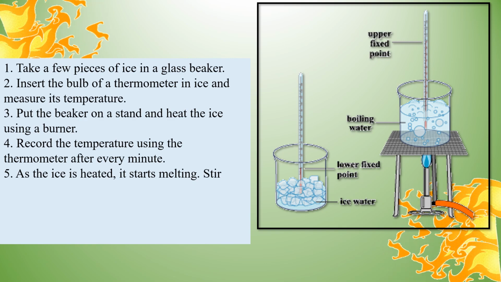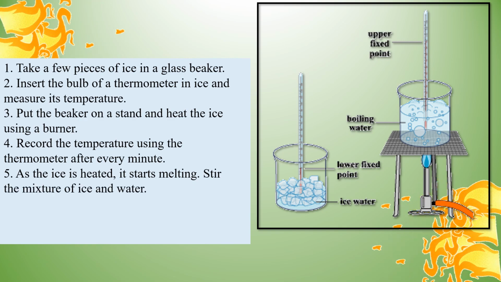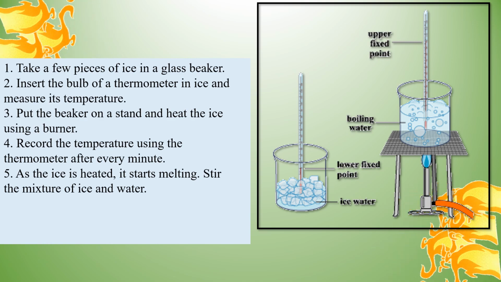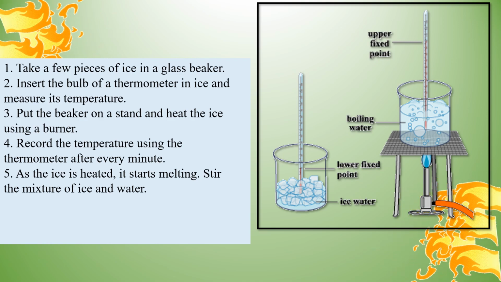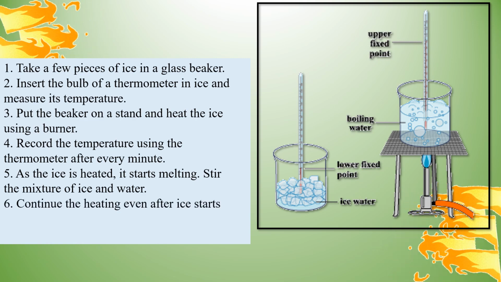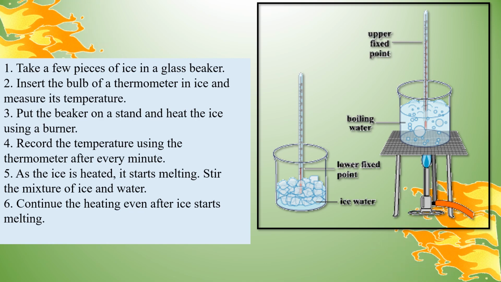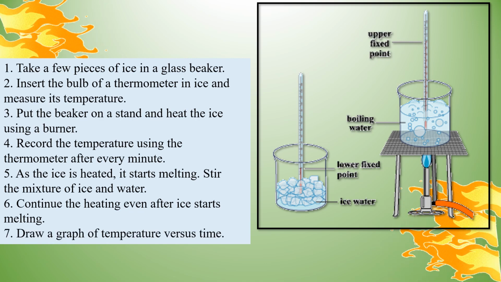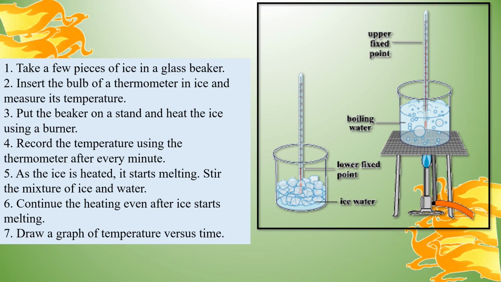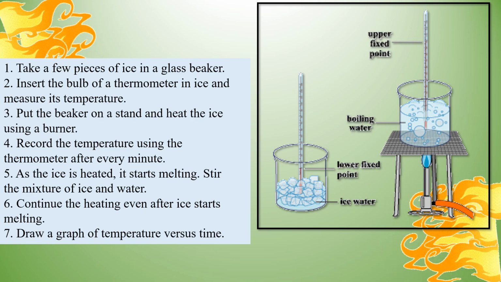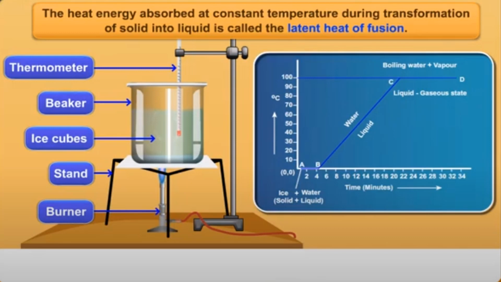Now, when you stir the mixture of ice and water, you will notice that it is further melting down, right? Continue the heating even after ice starts to melt. Draw a graph of temperature versus time. So this is an experiment in your textbook, and you can do it by yourself also and record it if you have a proper thermometer. Okay. Now, if I have to draw a graph of the temperature and the time taken, this is how the graph will look.